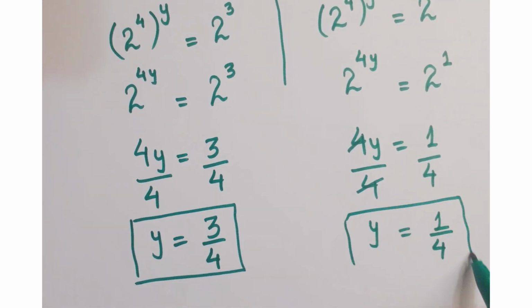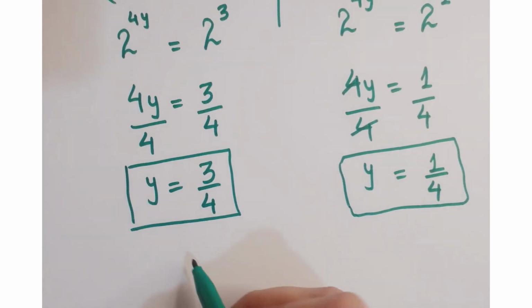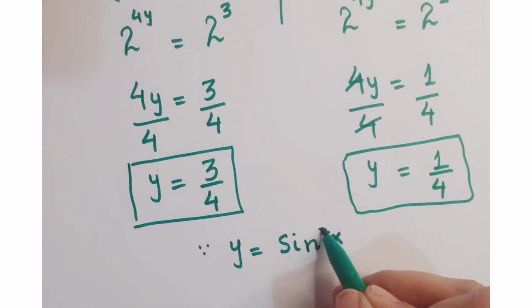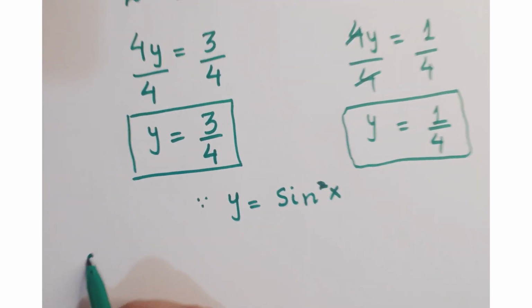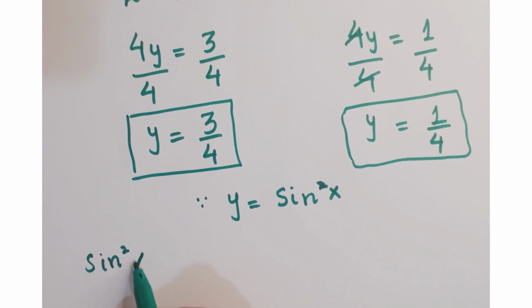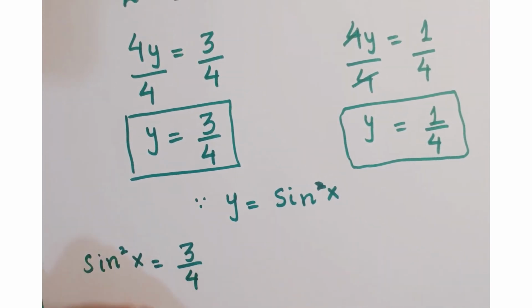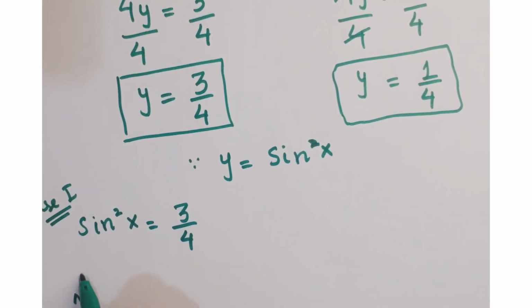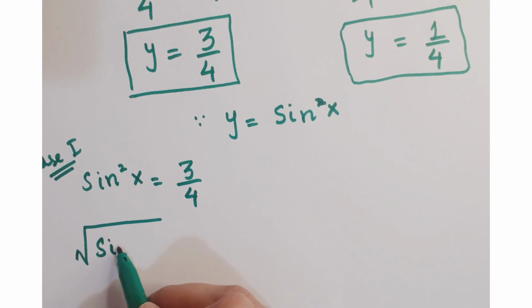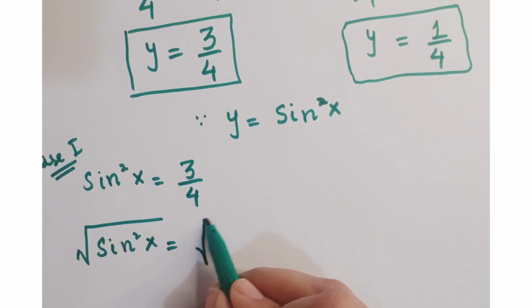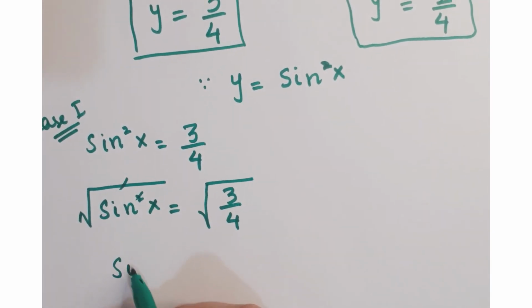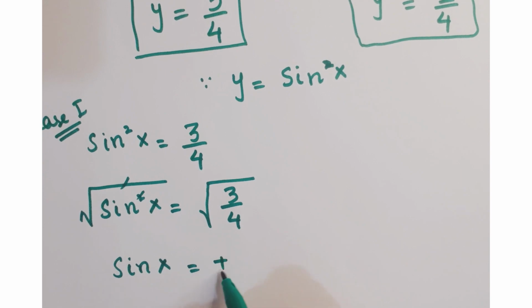Now our first assumption was y is equal to sine square x. So just substitute this in our results. So we get sine square x is equal to 3 upon 4. This is our case number 1, right? Now in order to get sine x, just take square root on both sides. So this root and this square get cancelled. You get sine x is equal to plus minus under root 3 upon 2.